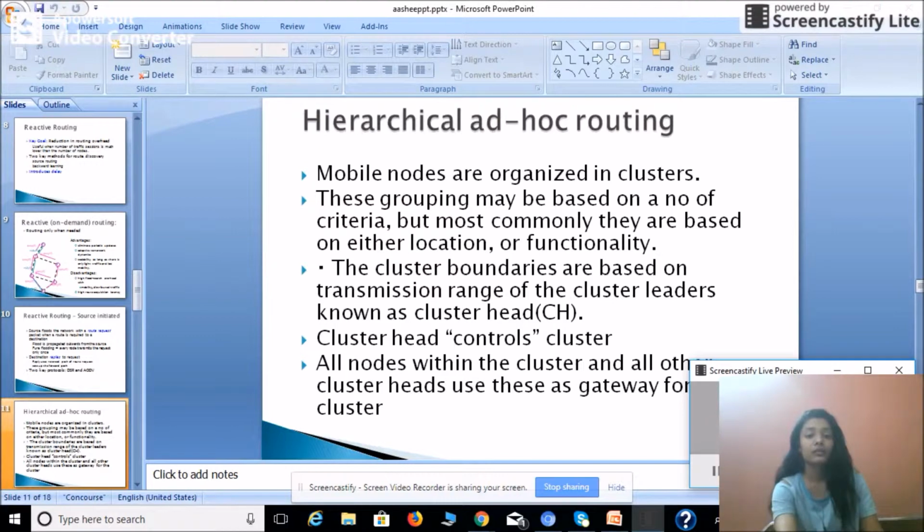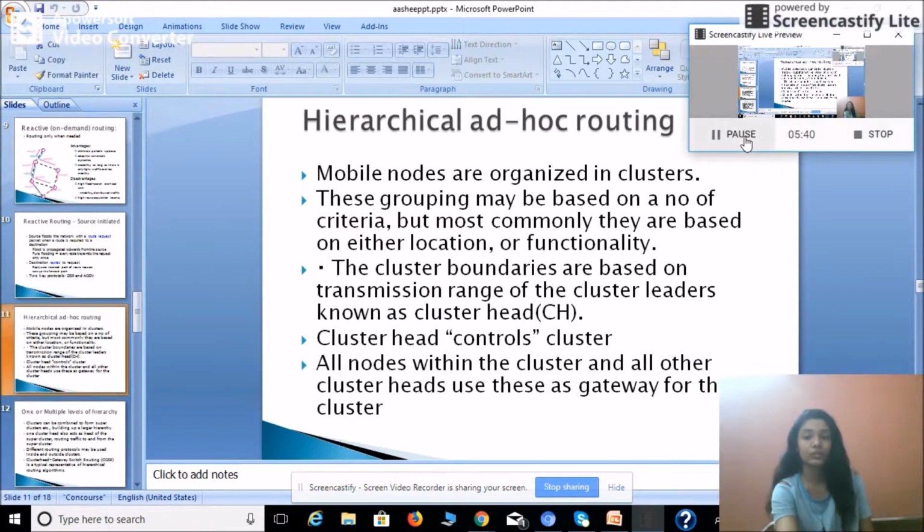The cluster boundaries are based on the transmission range of the cluster leaders, known as the cluster head. This cluster head controls the cluster containing all the mobile devices. All nodes within the cluster and other cluster heads use this as a gateway for the cluster. So in this hierarchical ad hoc routing, we learn three things. First is the cluster, which is a group of mobile nodes. Second is the cluster head, which controls these clusters. And third is the gateway, which is used by the nodes within the cluster and all the other cluster heads.